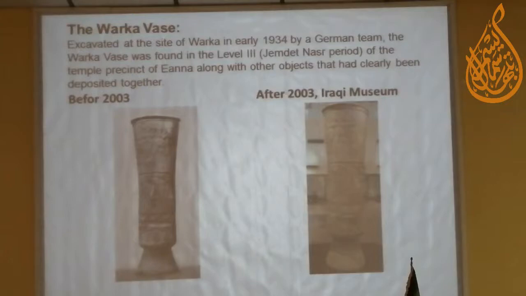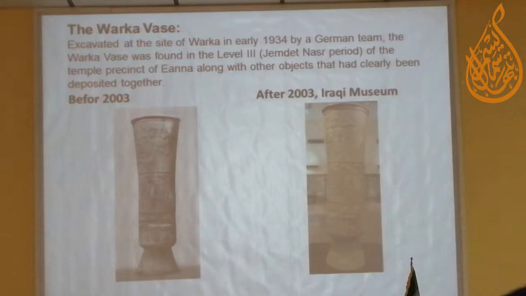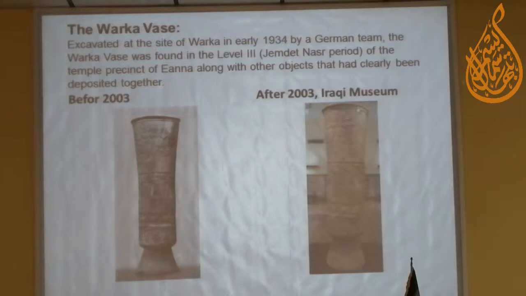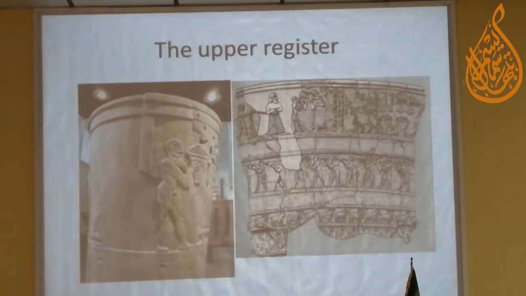In figure one, the Warka vase, it was found in the city of Warka. We can see the upper register here, and after the war in Iraq this part was scratched, but it was intact before the war in 2003. Now we need this figure, the bearded man here. What is he for in this register?